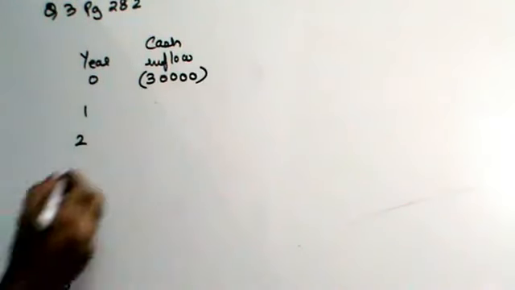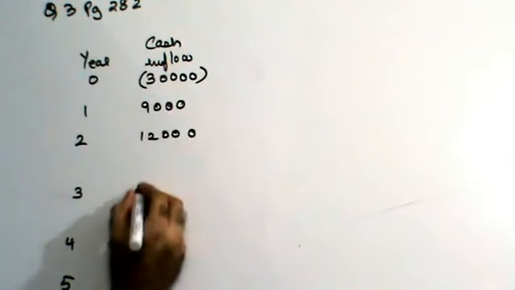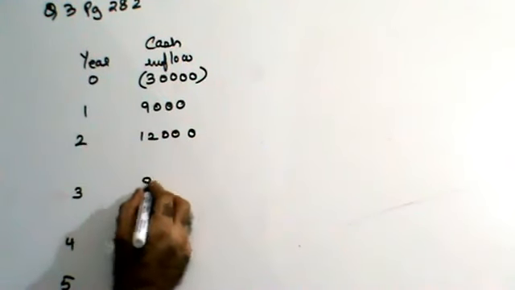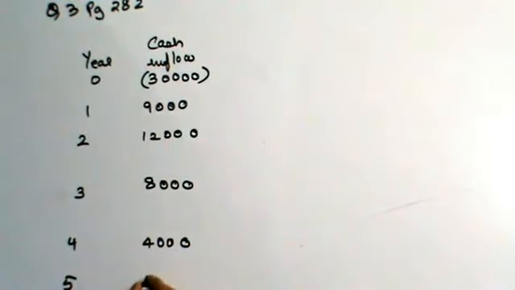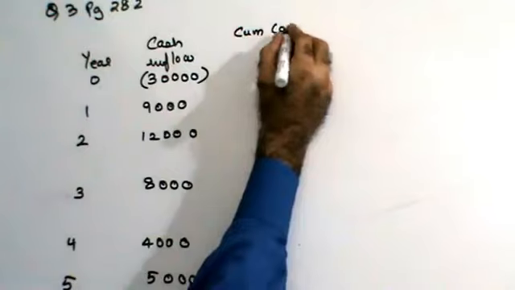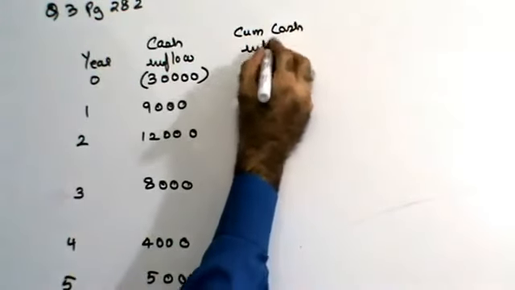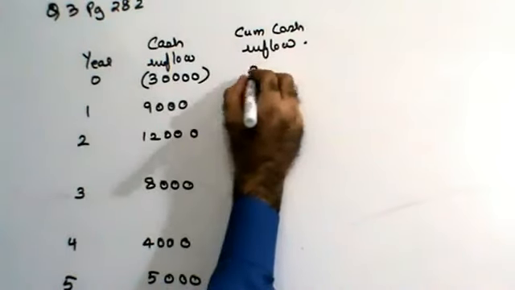You have a cash inflow of 9,000, 12,000, 8,000, 4,000 and 5,000. Right? Once you have your cash inflow, let's find out cumulative cash inflow. Right? You start with your 30,000 negative.